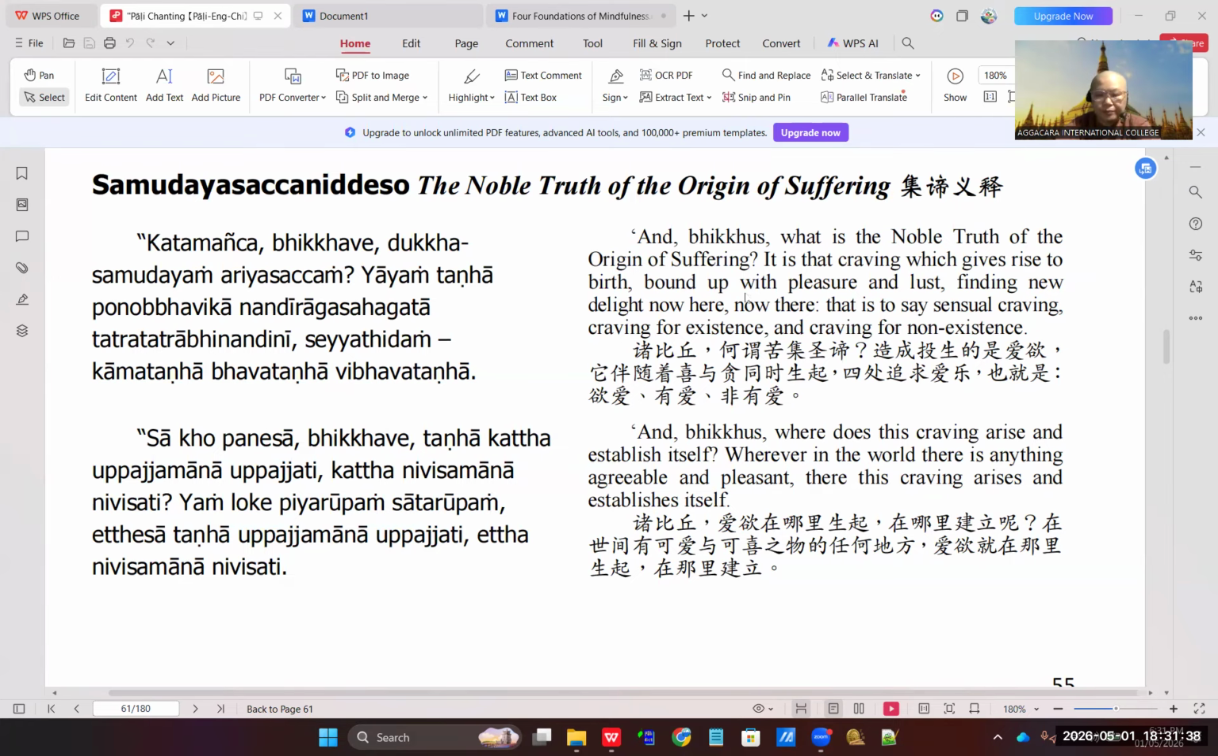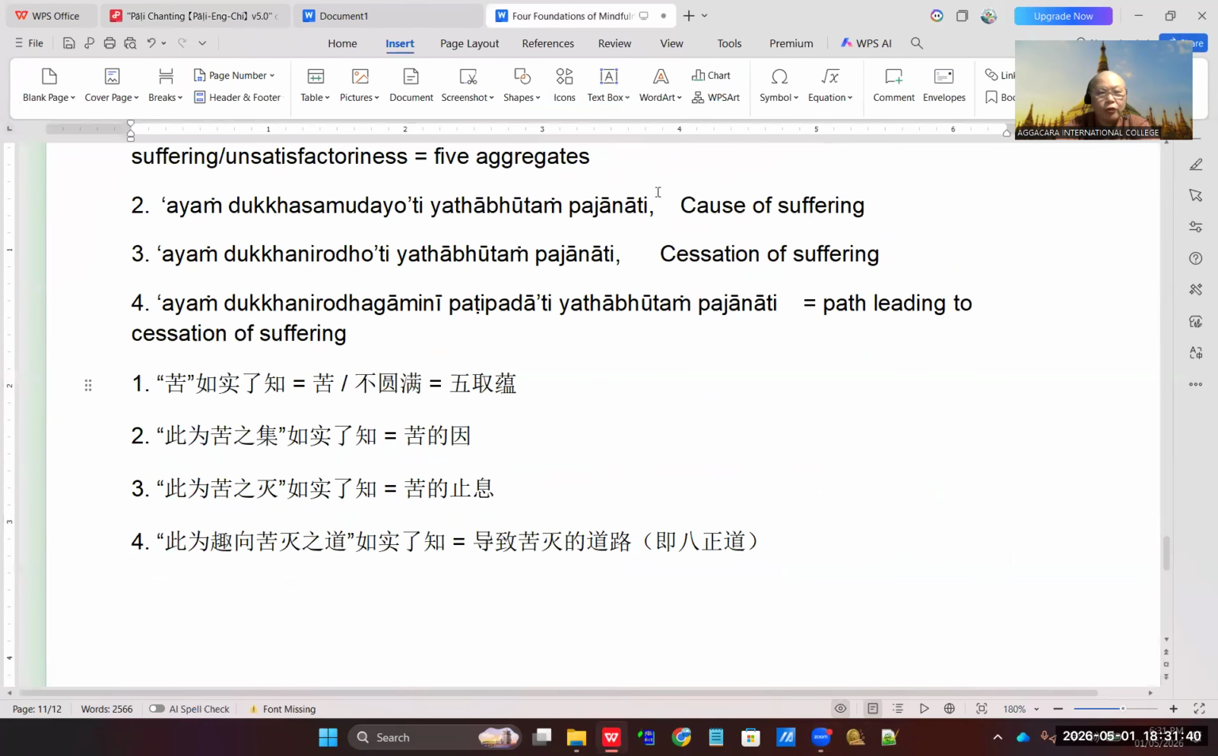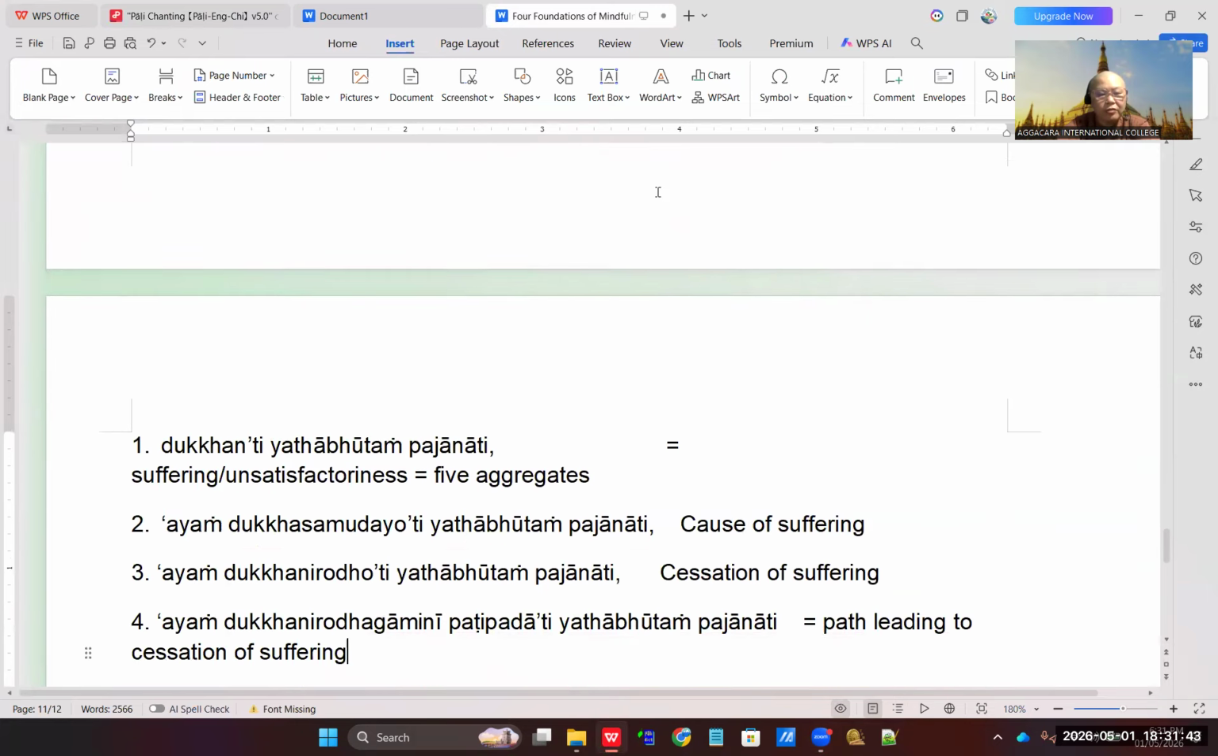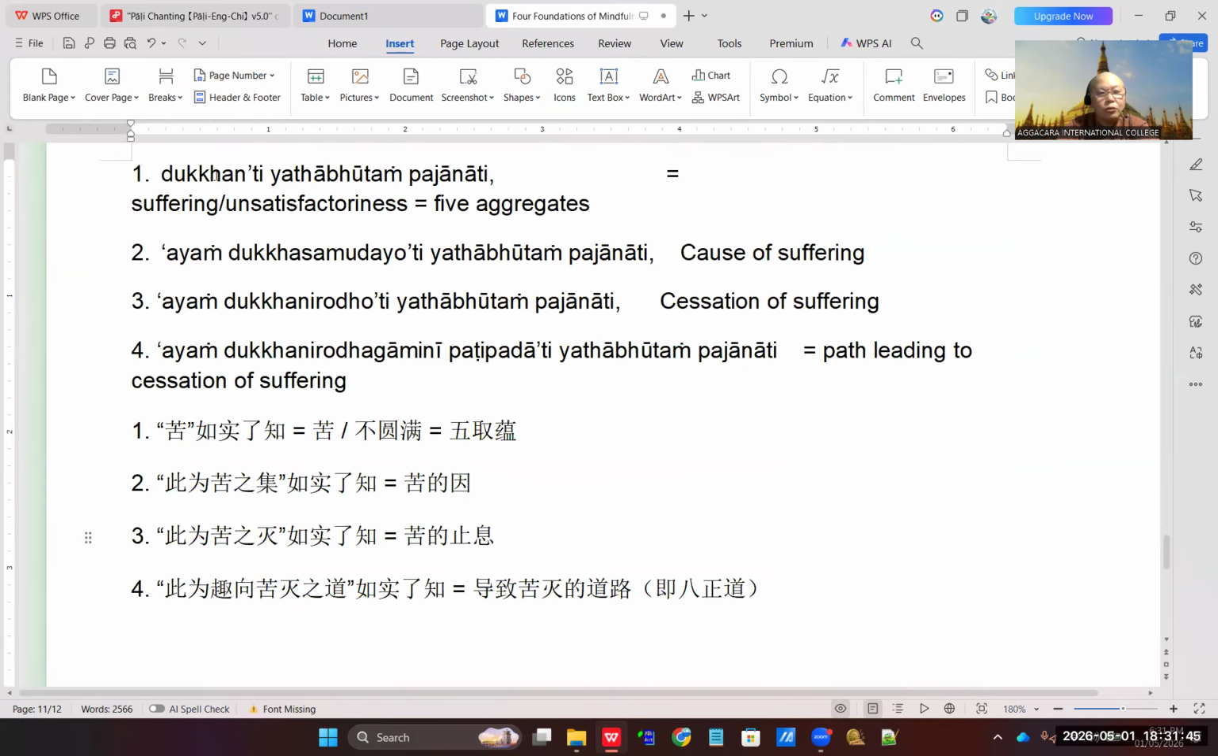So before we go to the second noble truth, let us revise the first noble truth. The dukkha, we should see as it really is, yatha bhuta. Then samudaya, the cause of suffering, we should see as it is. Cessation of suffering, dukkha nirodha. And then the path leading to the cessation of suffering, dukkha nirodha gamini patipada, which is the noble eightfold path, which we'll describe next week.